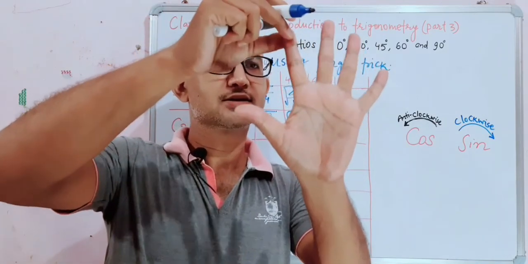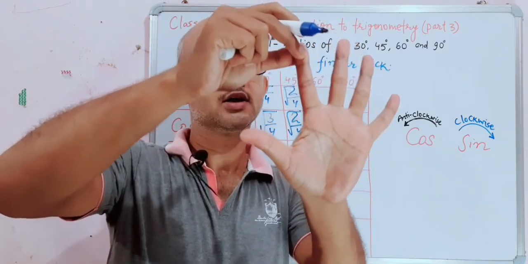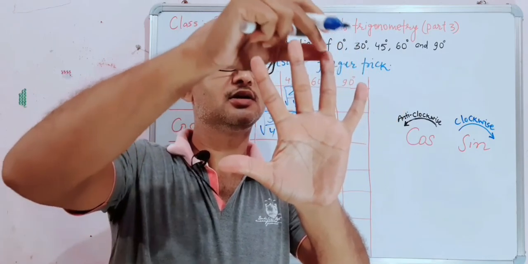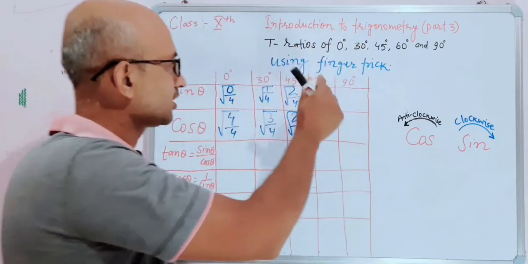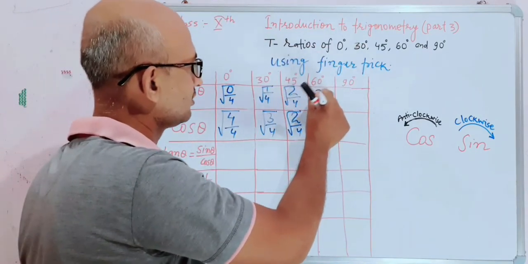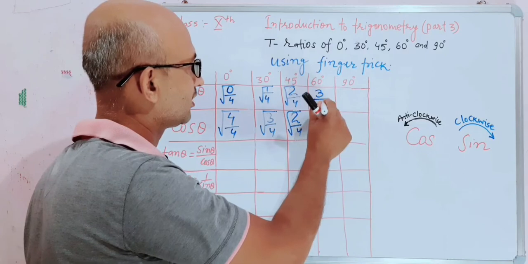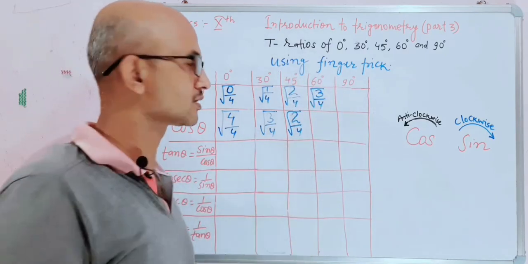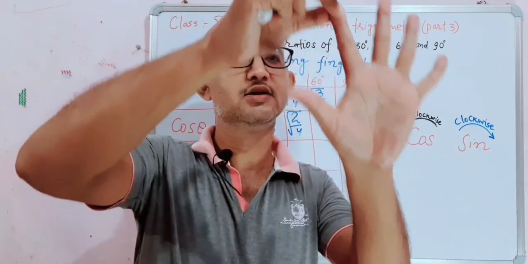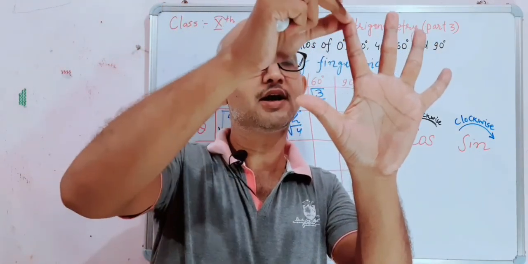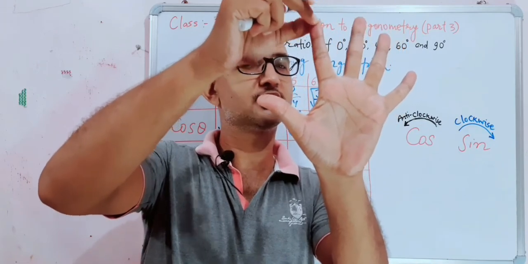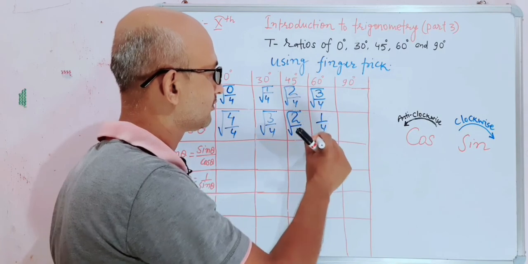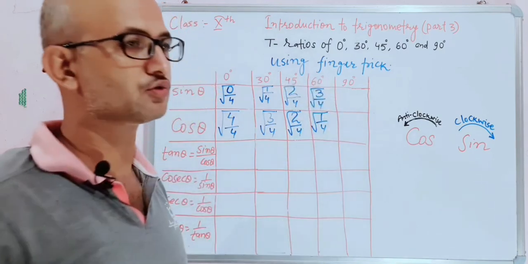Next one is 60 degree finger. In the clockwise direction of this 60 degree finger, there are 3 fingers. Therefore, for sine of 60 degree, we take here 3 and divide it by 4 and put a square root over it. And for cos 60 degree, there is only 1 finger in anti-clockwise direction of this 60 degree finger. Therefore, we put here 1 and divide it by 4 and put a square root over it.